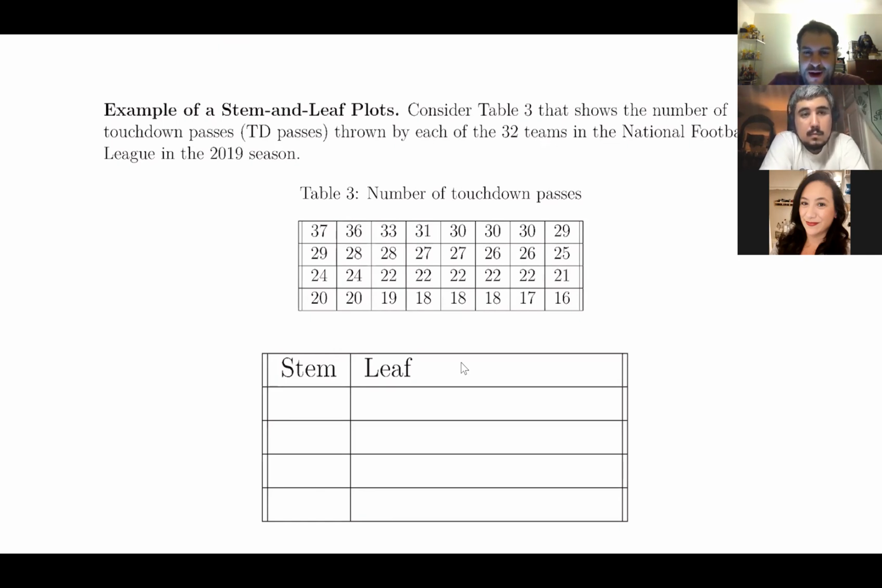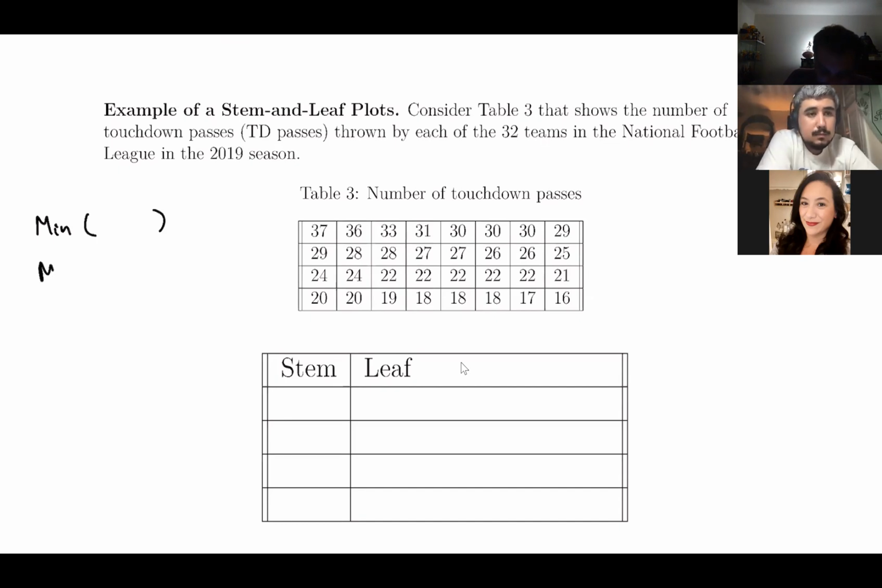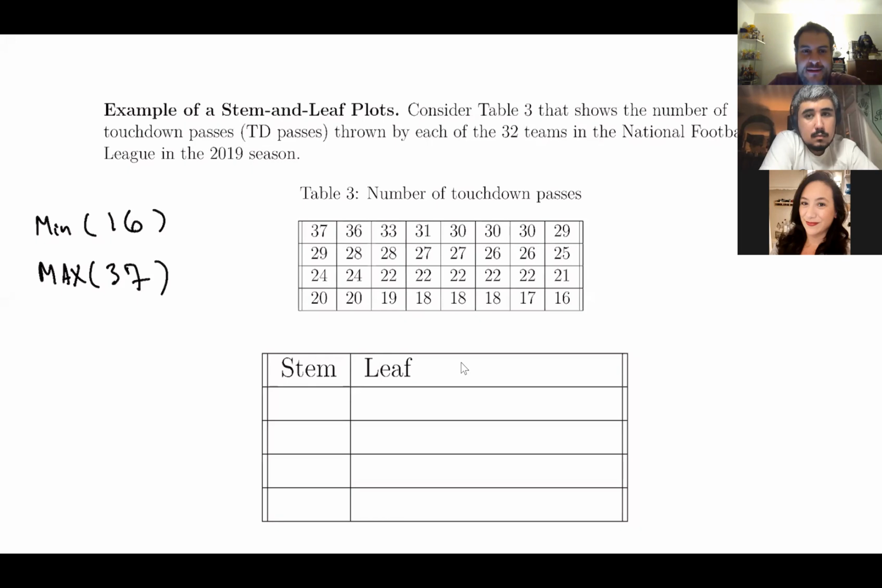Sweet. All right. So when we're doing a stem and leaf plot, always find the minimum and find the max. For this one, I already told you the minimum. The minimum was 16. And the highest number was 37. All right. Everybody good? The minimum is 16 and the max is 37.